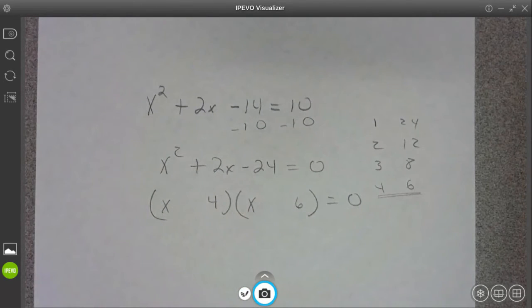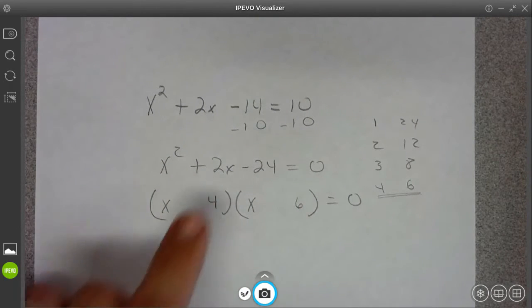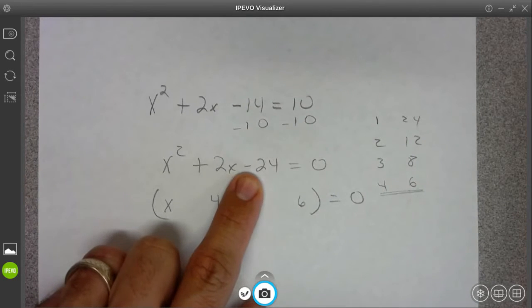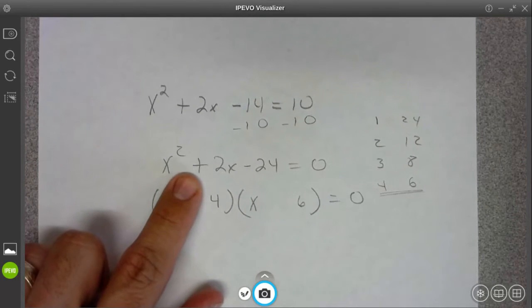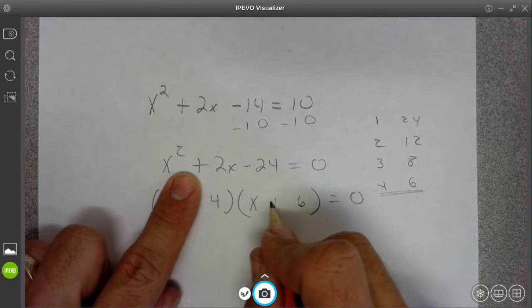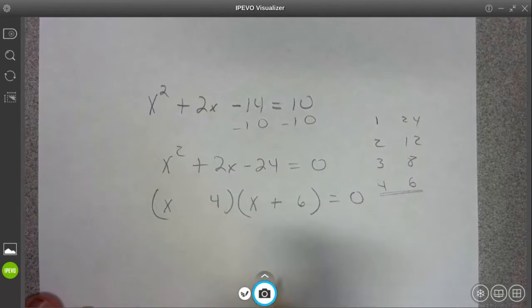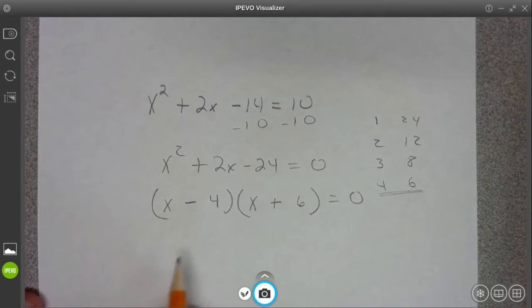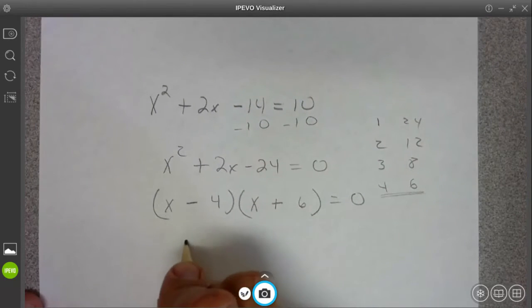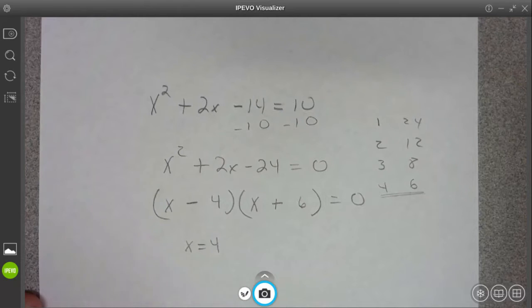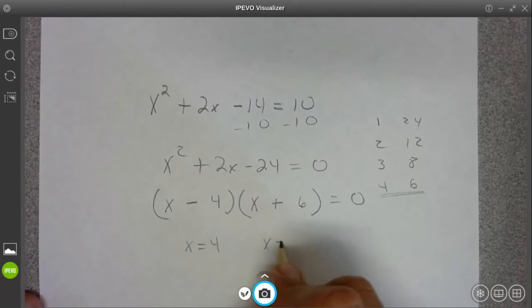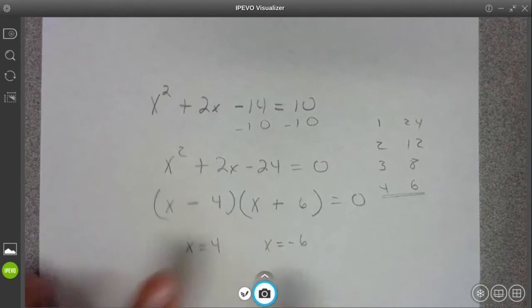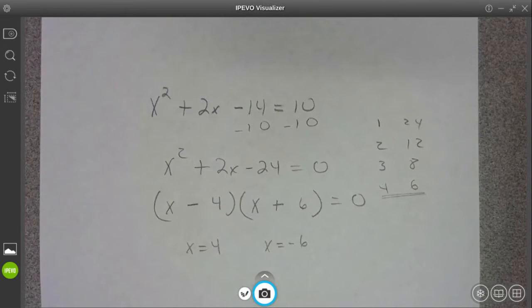6. Now, different signs because it's negative, and this tells me that the bigger number has to be positive. So the 6 is positive, while the 4 is negative. So our two answers here, x is equal to 4, and this one will tell me x is equal to negative 6. Those are our two answers to that equation. Plug it in, check your answer, see if it works.